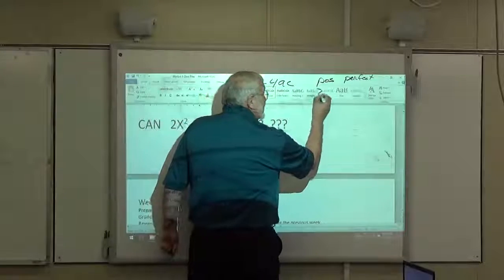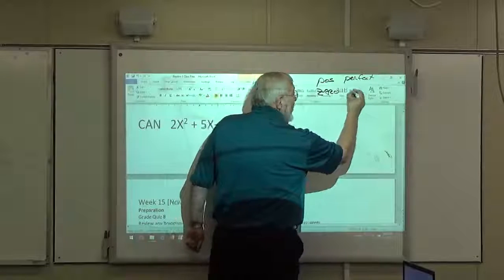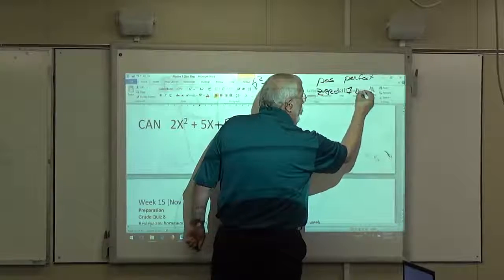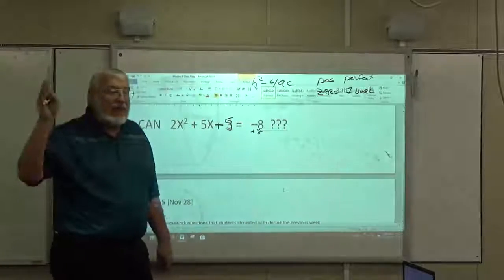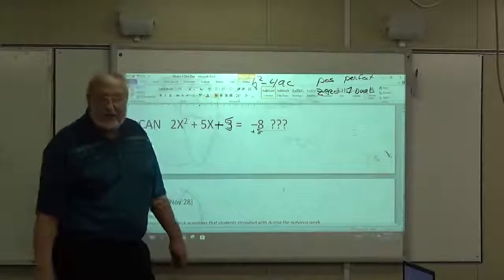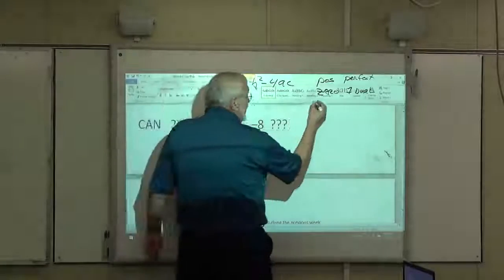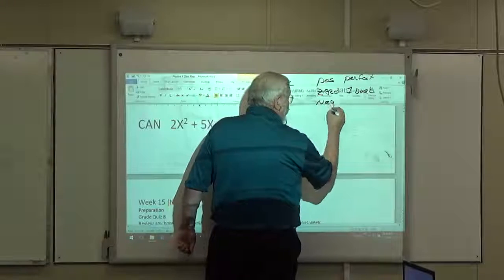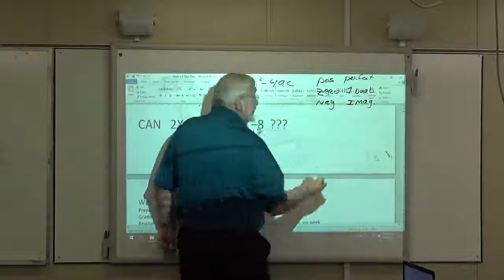What happens if it's 0? If this makes 0, you have one dual rational number, because it'll be negative b plus 0, negative b minus 0. It's the same value over 2a. All right? And then the third thing will be what happens when it's negative. You have an imaginary number.